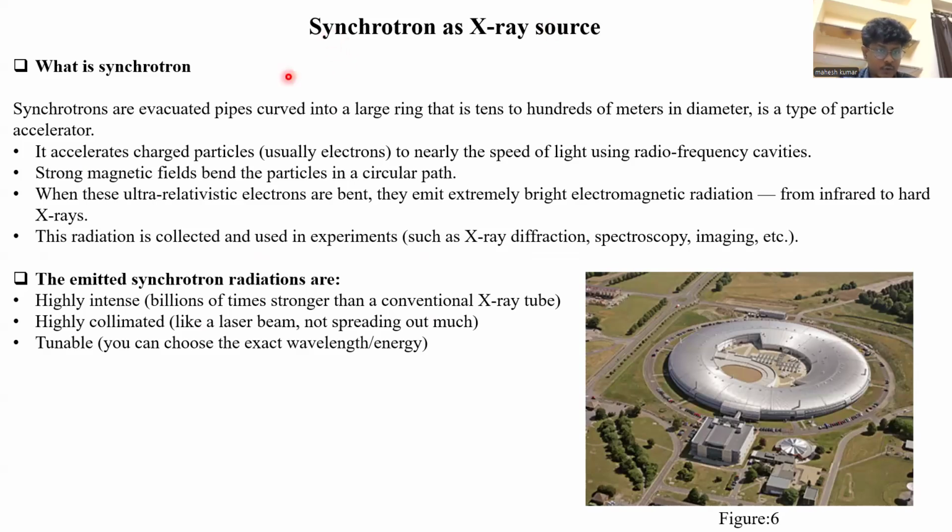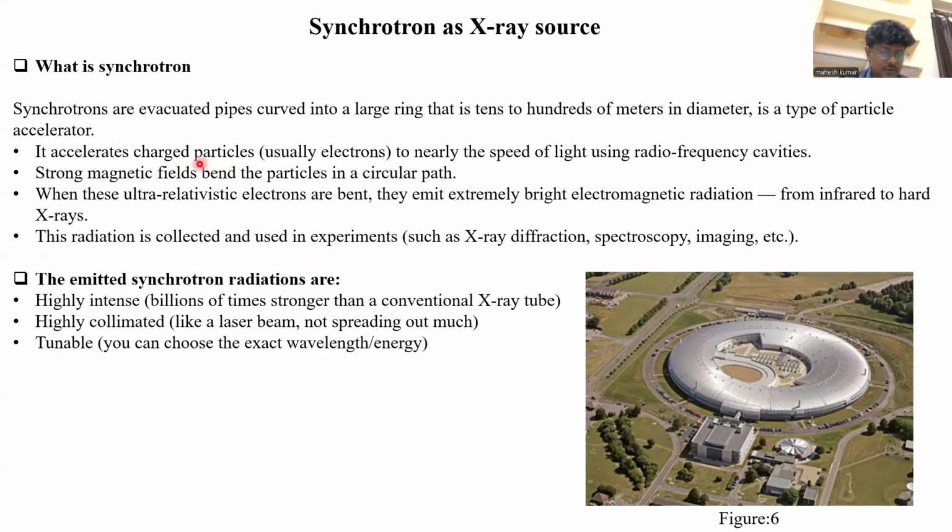Then, what is a synchrotron? Synchrotrons are evacuated pipes curved into a large ring that is tens to hundreds of meters in diameter, a type of particle accelerator. Basically, it accelerates charged particles, usually electrons, to nearly the speed of light using radio frequency cavities. A strong magnetic field bends the particles in a circular path. When these ultra-relativistic electrons are bent, they emit extremely bright electromagnetic radiation from infrared to hard X-ray. This radiation is collected and used in experiments such as X-ray diffraction, spectroscopy and imaging.